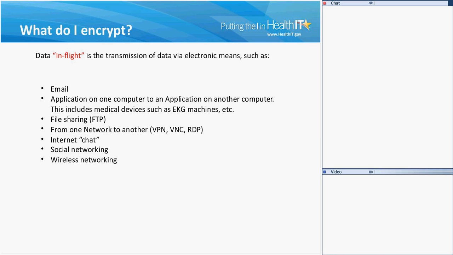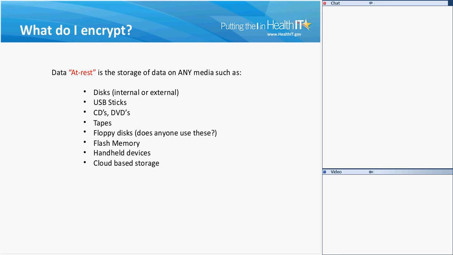File sharing protocols, one computer to another using networking protocols like VPN, VNC, and remote desktop protocols. Internet chat, which is information that goes back and forth in a chat. Social networking, because it's transmitted back and forth up there. Wireless networking. Those are examples of data in flight.